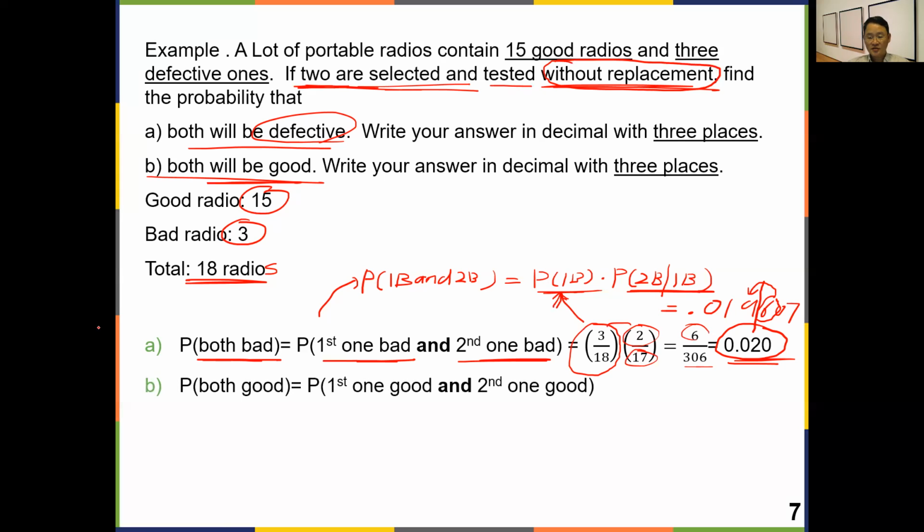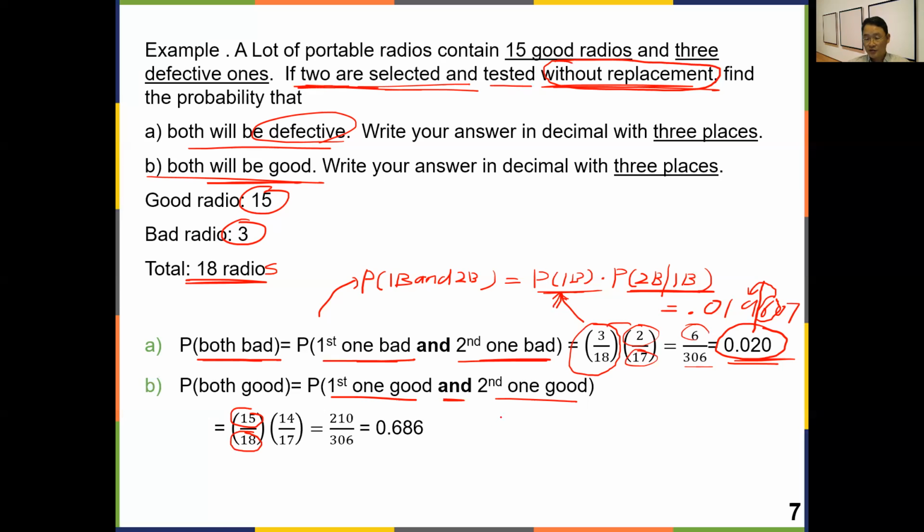Okay, so let's try this. Let's verify this. The first one is good, and the second one is good. That means, what's the probability the first one is good? You have 15 good ones out of 18 total.